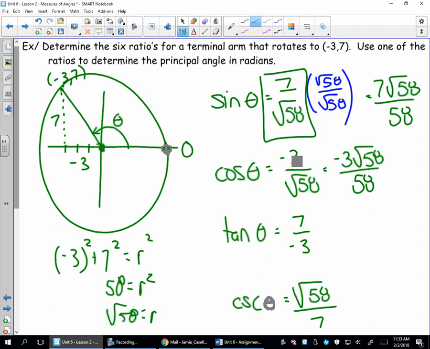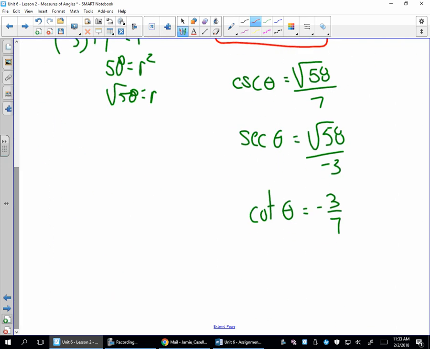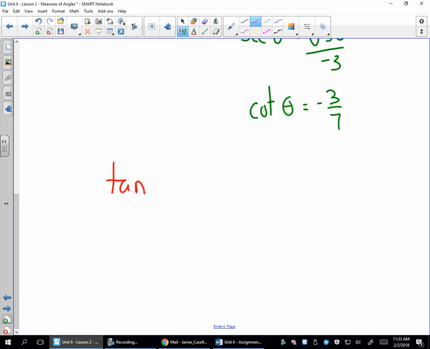And the second part of this question says, use one of the primary ratios to determine the principal angle in radians. I have to use principal angles because my calculator is not programmed for non-principal angles. It's only programmed for primary ones. So I'm going to pick any one of these 3. Now, my suggestion is let's pick the easy one. That kind of looks like the easy one, right? So if I want to find an angle, and I've got a ratio, I'm just going to write down here, tan theta equals 7 over -3.